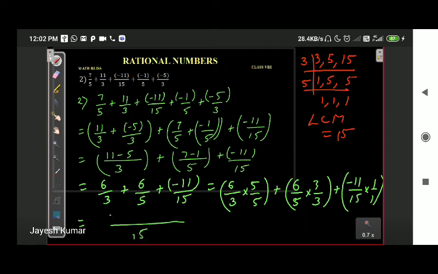6 5s are 30 plus 3 6s are 18 minus 11. We simplify it: 48 minus 11 upon 15. Further simplification, it will be 37 upon 15. As you can observe, 37 and 15 cannot be reduced to a lower form. This is their lowest form.